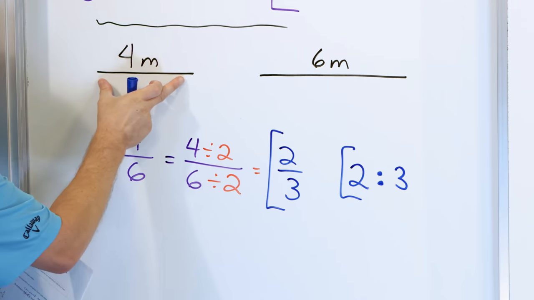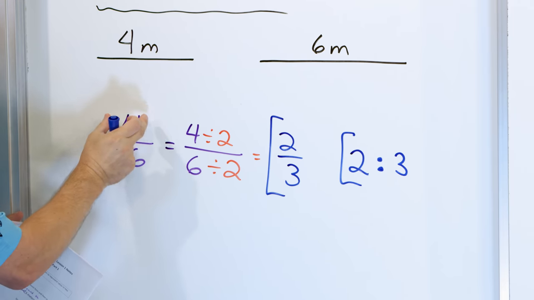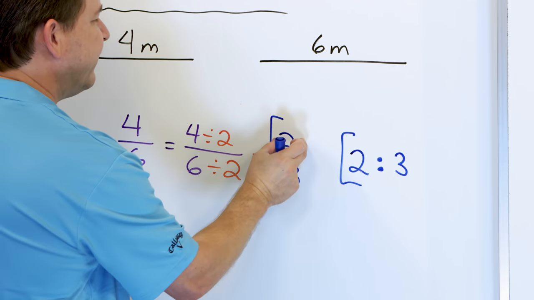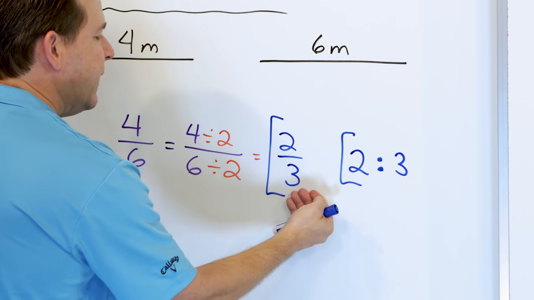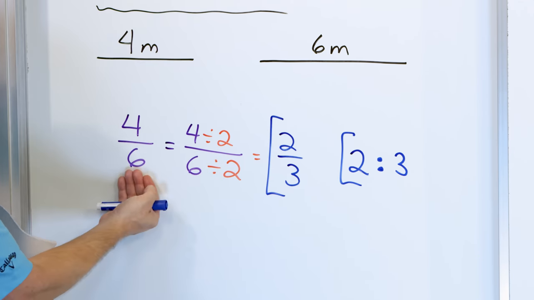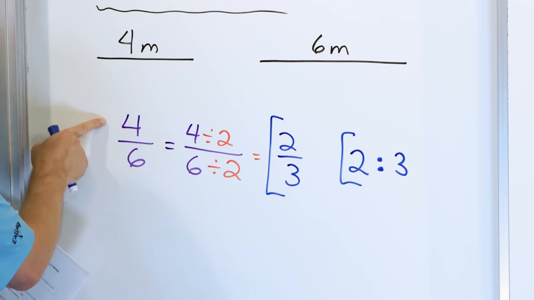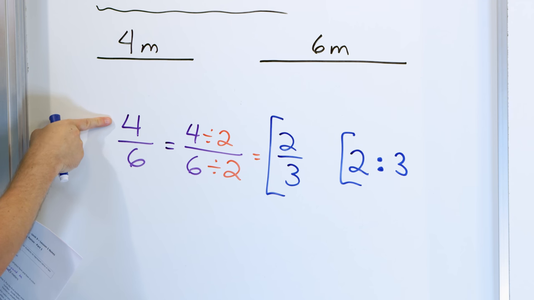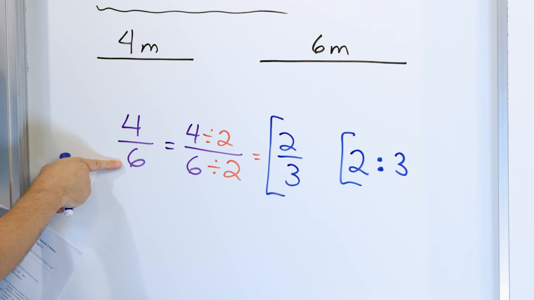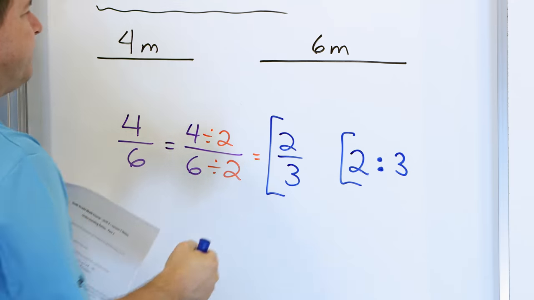For this one, when we're comparing 4 to 6, and we write it as 4 compared to 6 and simplify it as 2 compared to 3, what it means is this relationship, this ratio, has the same mathematical meaning as this one, but it's just simpler. What this means is that for every 4 meters I go down my fence, I should go down 6 meters on the other fence. It gives you the relationship in size between the two.